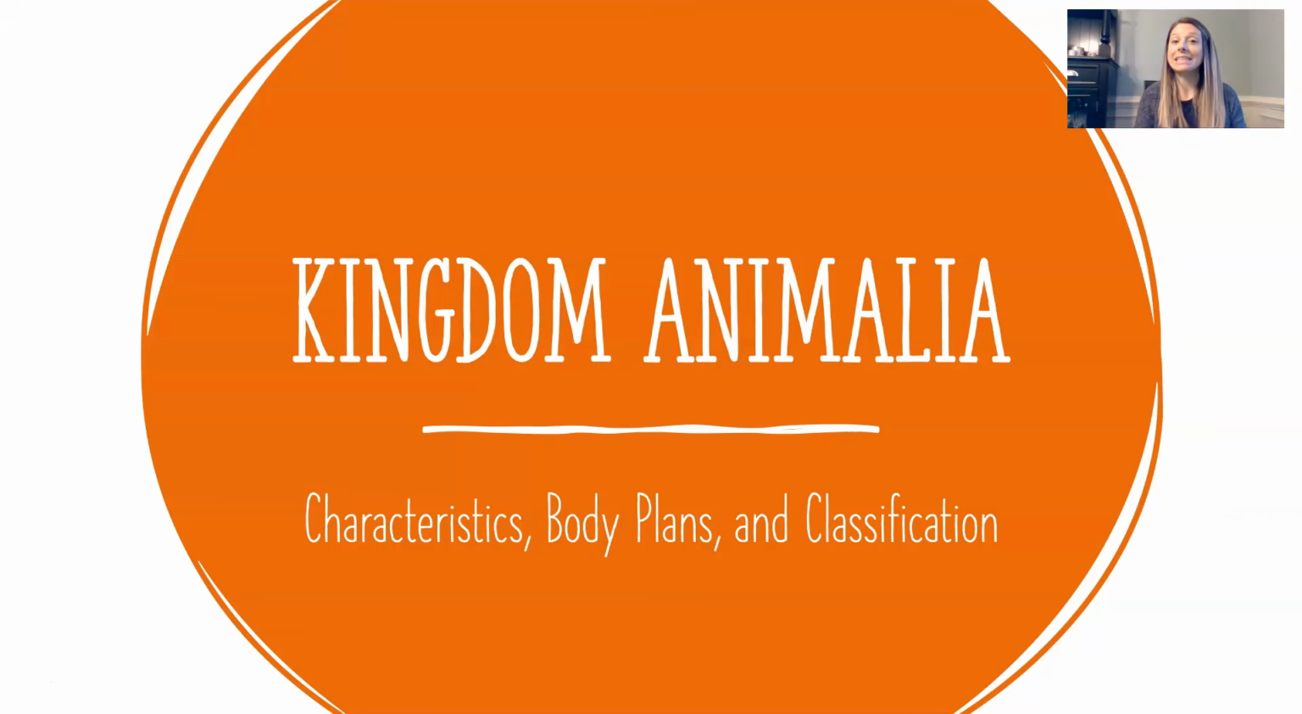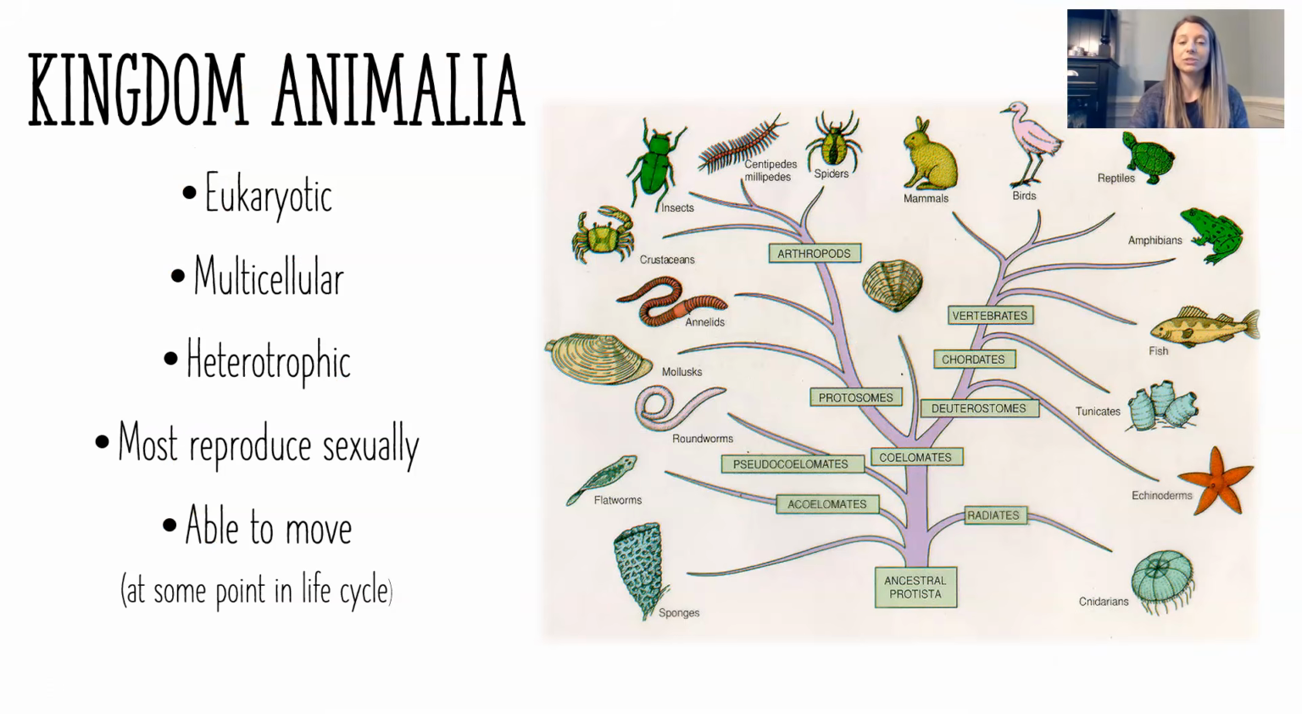Today's video topic is Kingdom Animalia. We're going to be looking at the characteristics of what makes an animal. Why would an organism belong to this kingdom? We're going to look at some of the body plans and anatomical features of animals as we look at the most simple to the most complex. And then we're going to look at how we use that information to classify animals.